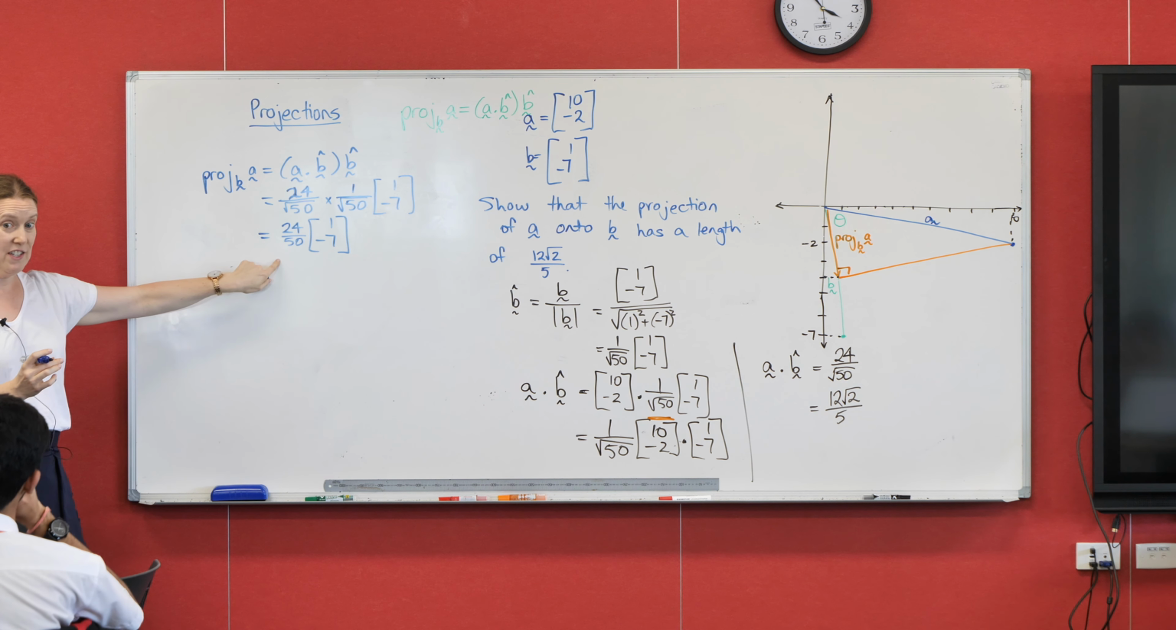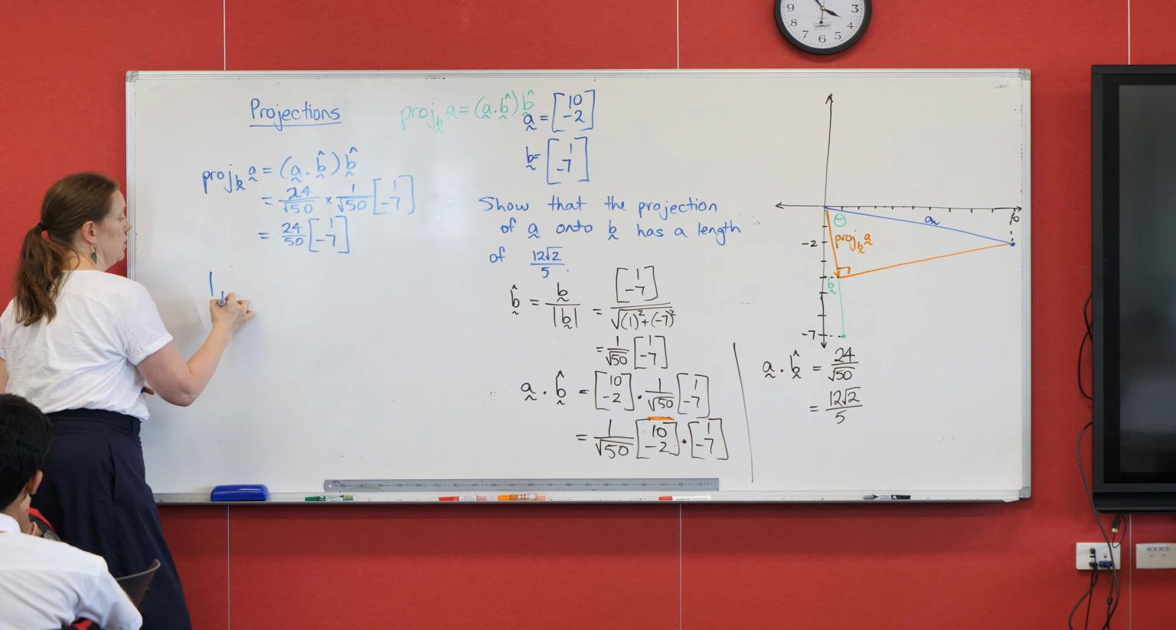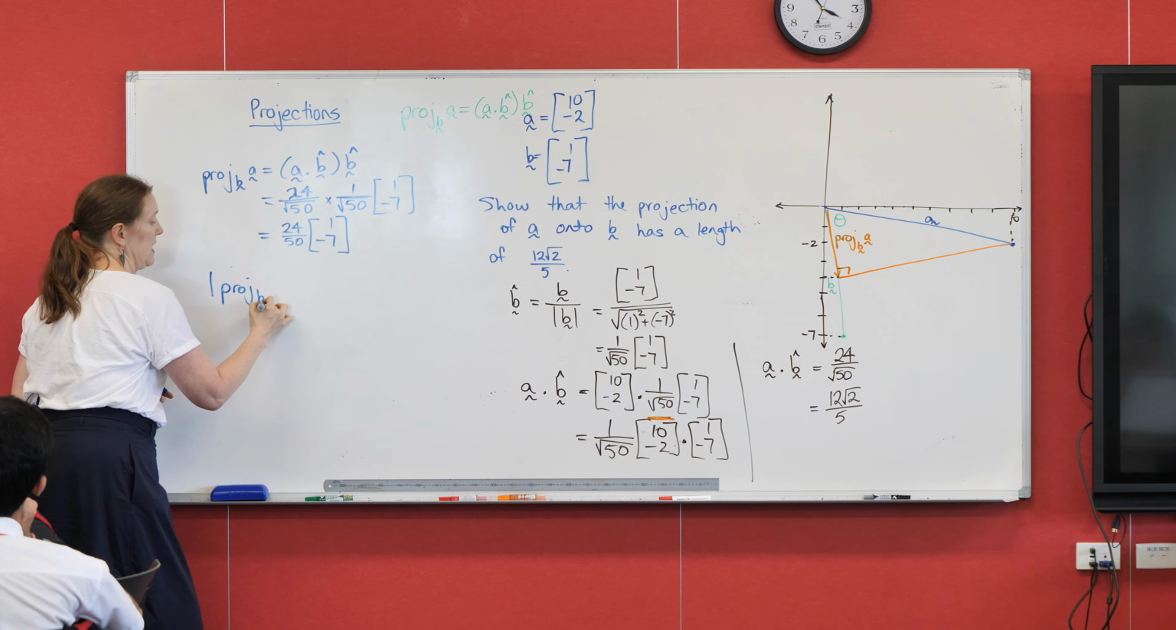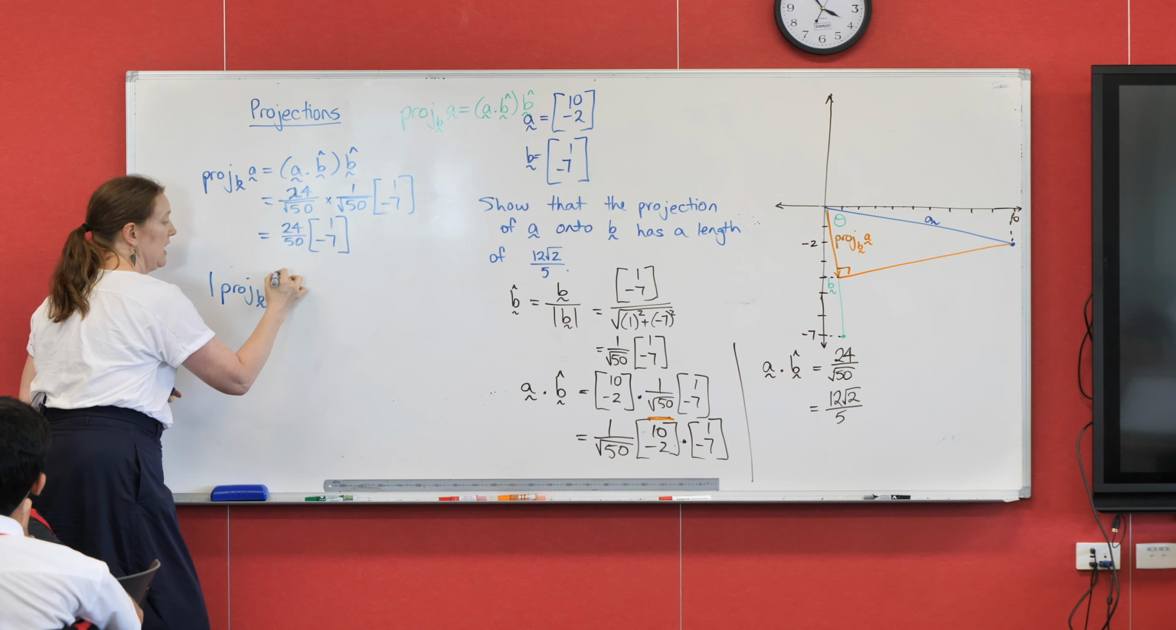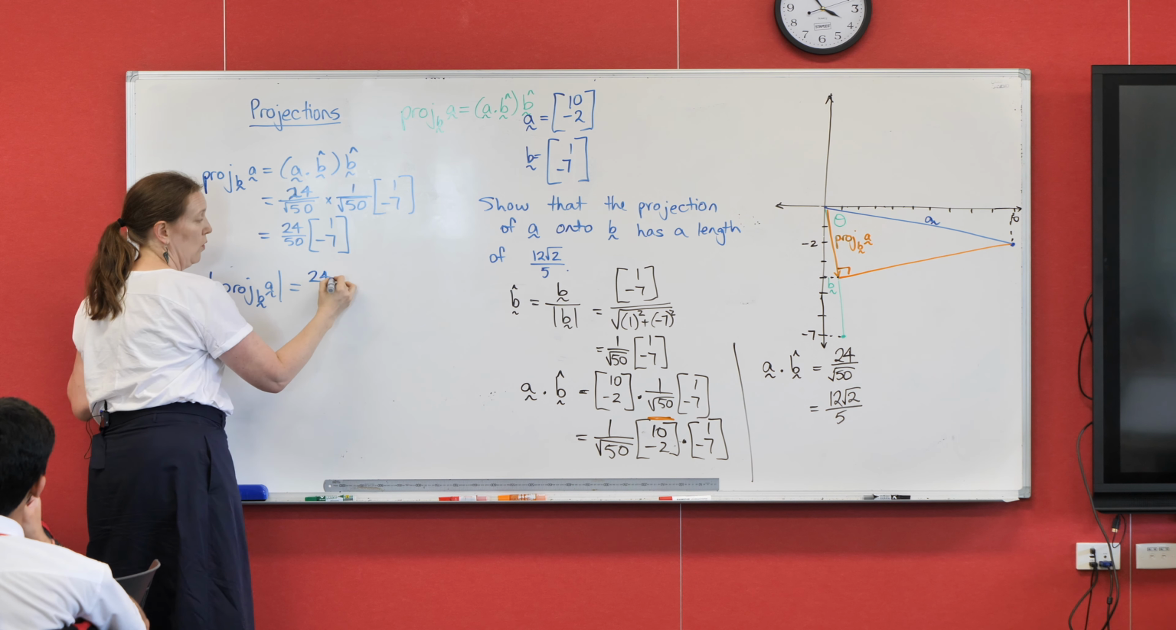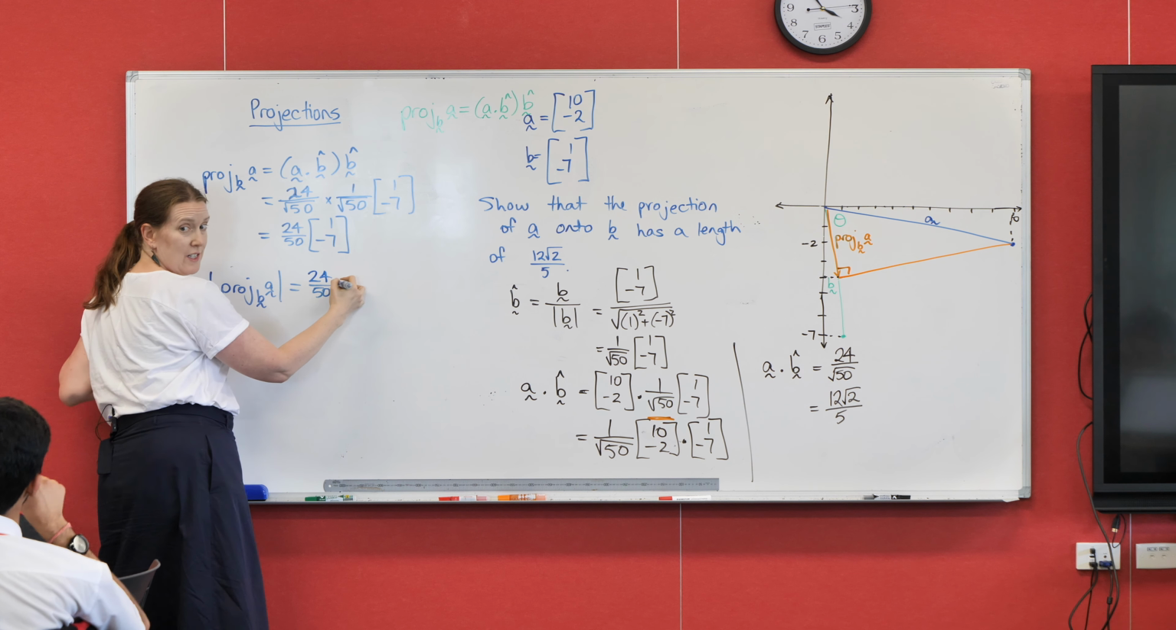So now if I asked you to find the magnitude of the projection of B onto A, I've got this. How would I work out the magnitude of this? Oh, yeah. You would go 24 over 50 Pythag.